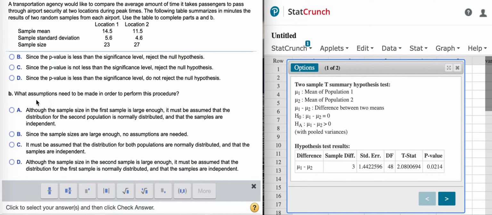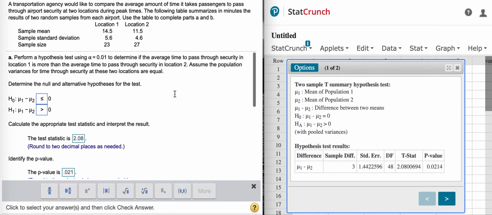Here it asks, what assumptions need to be made in order to perform this procedure? Remember, when you're doing a t-test, one sample or two sample, you need to make sure that the sample means behave like normal random variables. There are two ways that we can achieve this. One is if the population is normally distributed in each case, and the other is if the sample sizes are larger than 30, or large enough that we can apply the central limit theorem. Then we could assume that the sample means, the x bar values, behave like normal random variables.